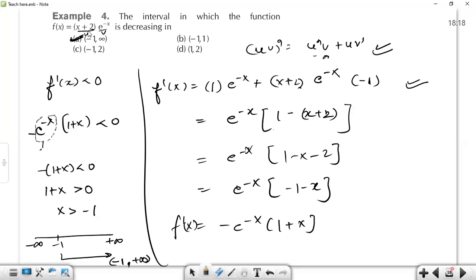Is this clear, everyone? Yes, sir. Yes, Nandana, is this clear? Please unmute yourself and speak.